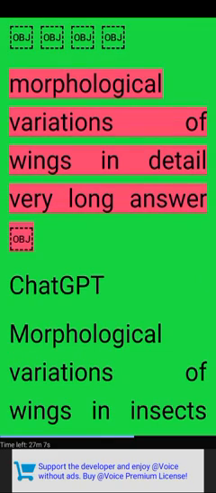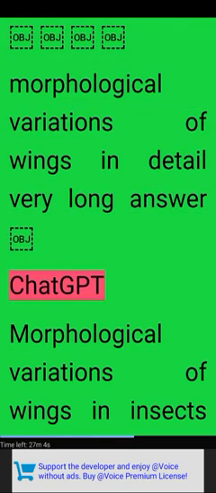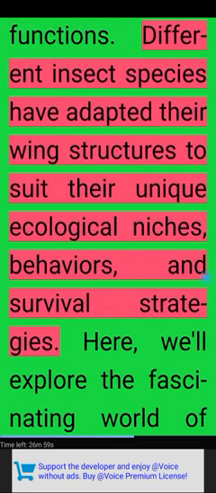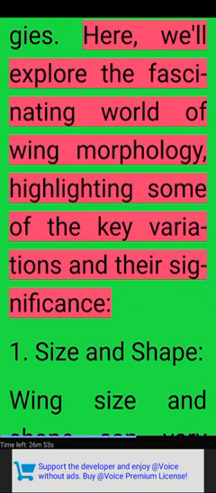Morphological variations of wings in detail. Morphological variations of wings in insects are incredibly diverse and have evolved to serve a wide range of functions. Different insect species have adapted their wing structures to suit their unique ecological niches, behaviors, and survival strategies. Here, we'll explore the fascinating world of wing morphology, highlighting some of the key variations and their significance.